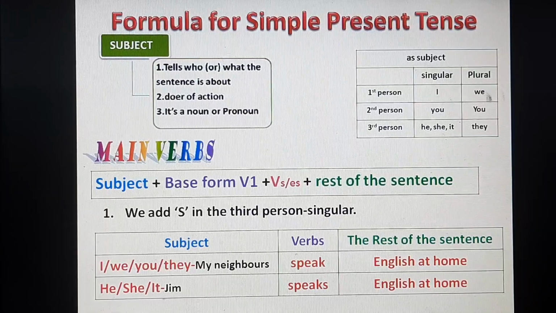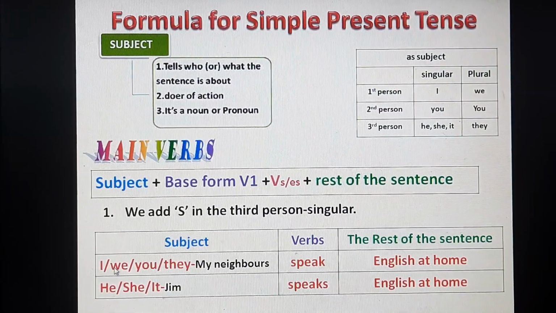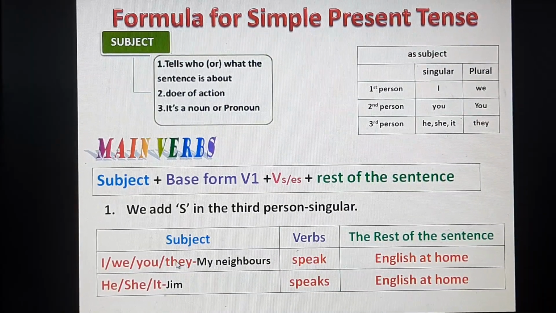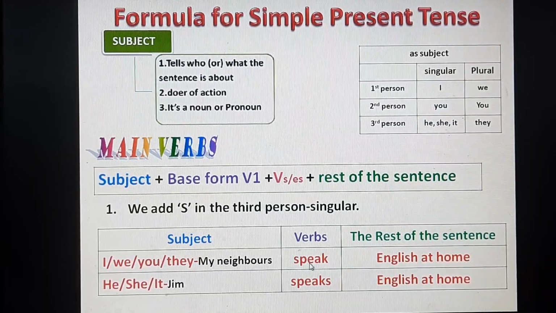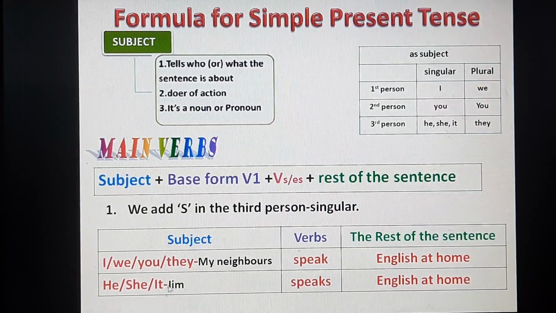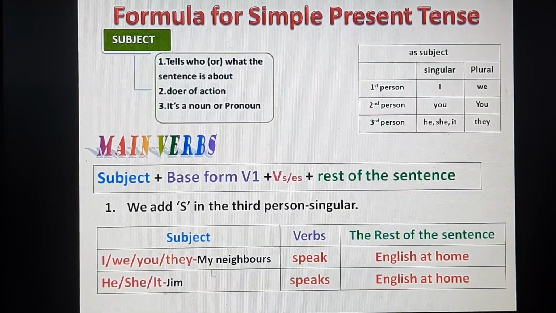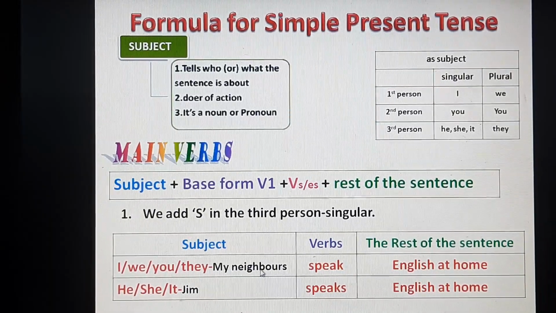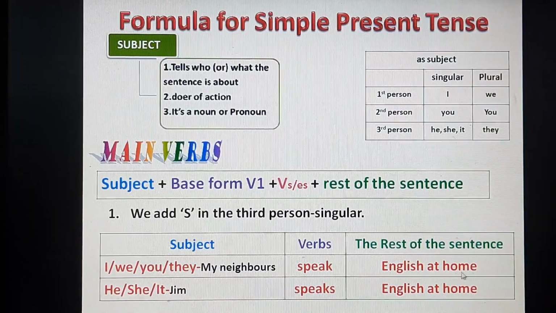Now, for person and number, we have the chart for you here. I is first person singular, we is first person plural, you is second person singular and plural, they is third person plural. So for these subjects we use the V1 form of the verb, which is speak, with the rest of the sentence. So it is I speak English at home, we speak English at home, you speak English at home, they speak English at home. My neighbors is third person plural, which can be substituted for they. So my neighbors speak English at home.